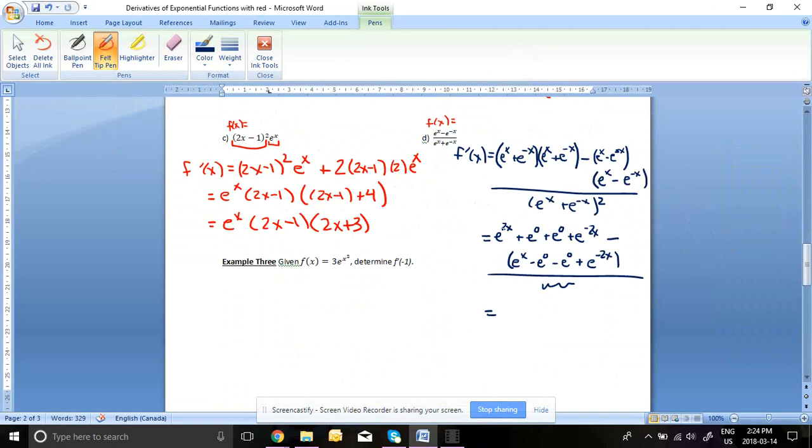So now watch what happens. E to the, oh, that should have been a 2 here. Okay, so e to the 2x minus e to the 2x goes away. Now e to the 0 is actually 1. So I get 1 plus 1, and then e to the minus 2x minus e to the minus 2x, those go away too. And then the negative negatives become positive, so plus 1 all over the denominator. So we actually get 4 over the denominator, e to the x plus e to the negative x, all squared. And that's your derivative. Okay.